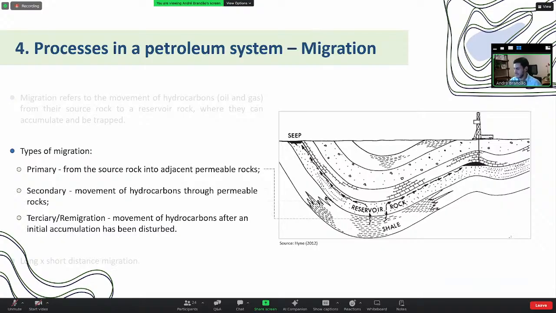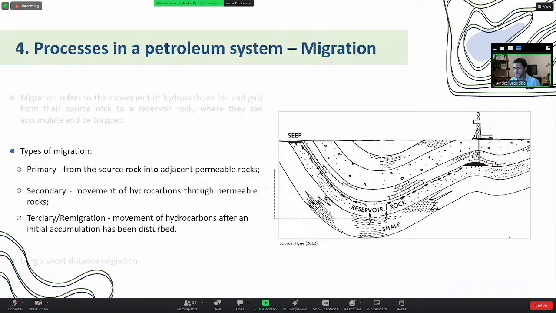But we don't discuss that much. I don't see many discussions about it. The main topics are related to primary and secondary migration. One interesting topic is the difference between long and short distance migration. The distance your oil will flow would definitely interfere in the quality of the oil, because if this oil is moving too far, you may lose a bit of the oil in a way. You can alter the composition and lose some of the lighter elements.